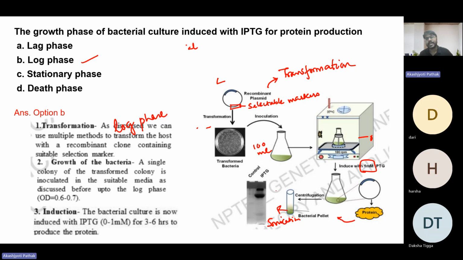You will again spin it. So if it is a soluble protein, you will get it in the supernatant. But if your protein is expressed in the inclusion body, then you will get it in the pellet. Okay.